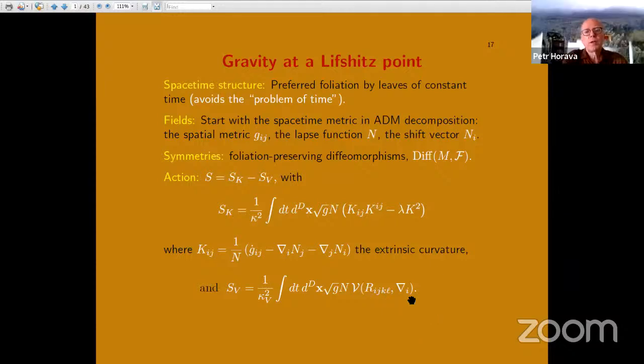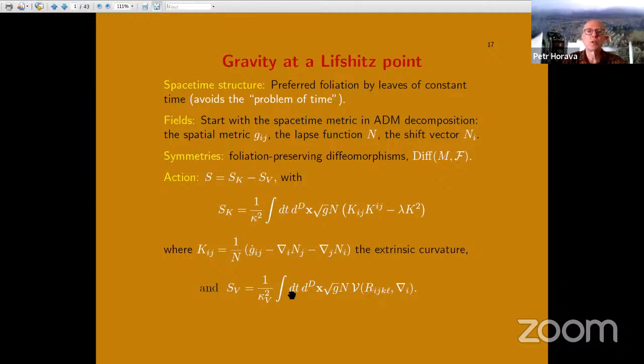Yeah, so I'm not even writing the proliferation of terms that would show up in the potential piece. We might return to this in a moment, but you certainly can combine any contractions of indices that work, as long as V ends up being a scalar so that you can integrate it against this space-time density. Any such term should be allowed, and we'll organize them by how many derivatives they have. So the lowest term might be just a constant, the cosmological constant, then the next term would be the unique spatial scalar curvature term.